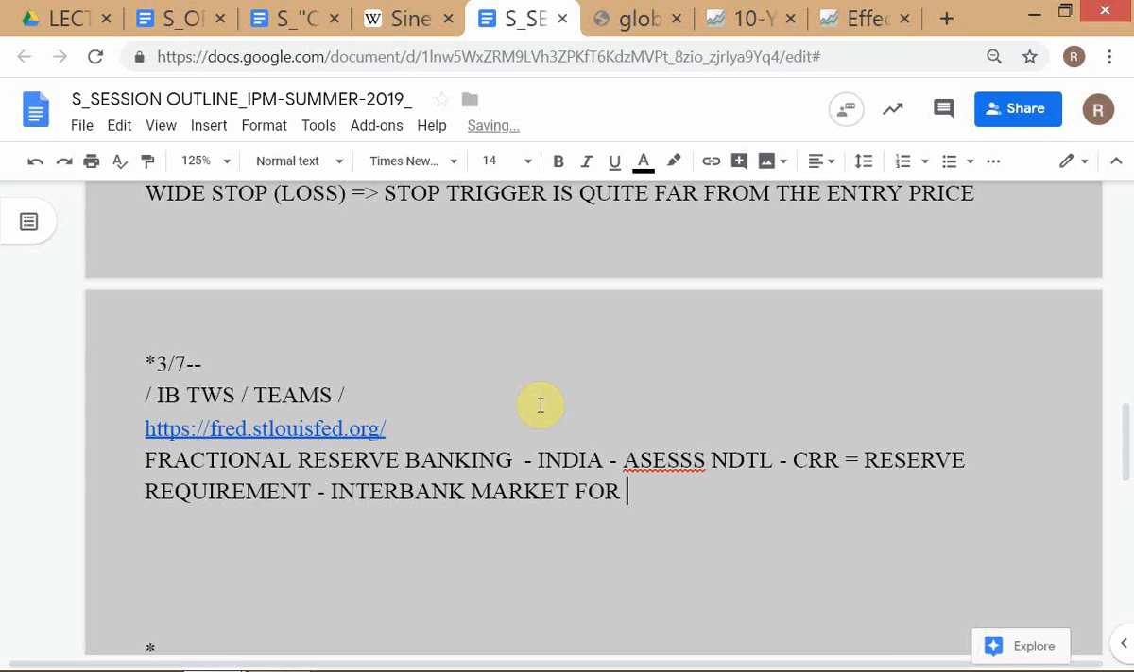So these are the general terms that we want to use. We don't want to use India-specific terms. We want to use general terms because you're learning the theory at this stage, and you should be able to apply it to any situation in the world. So, interbank market for reserve funds. You have an interbank market for reserve funds.